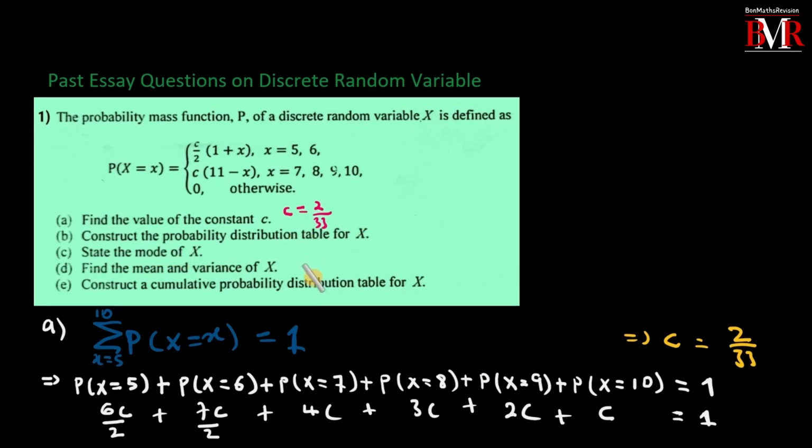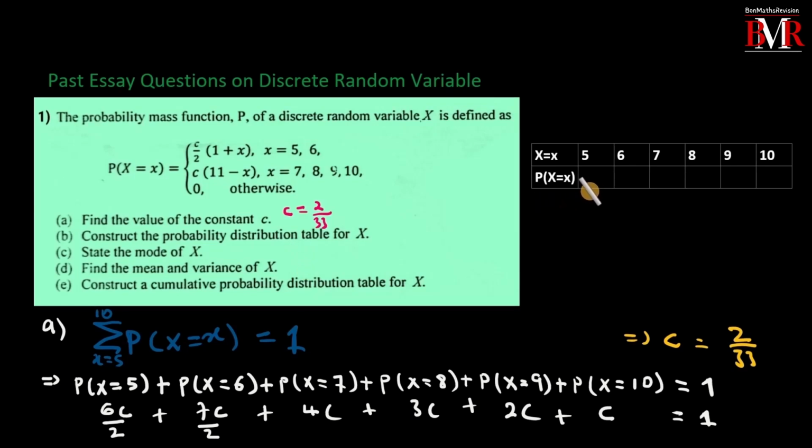The probability distribution table is a table showing the values of x and its corresponding probabilities. That is a table like this, where these are the x values. This is the rule for the probabilities of x. You know, from the A part of the question, the probability of x equals 5 is 6c all over 2. That means here is 6c over 2, but I need to simplify. I know c is 2 over 33 as I got from the A part.